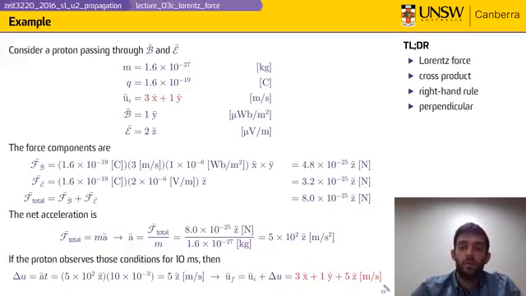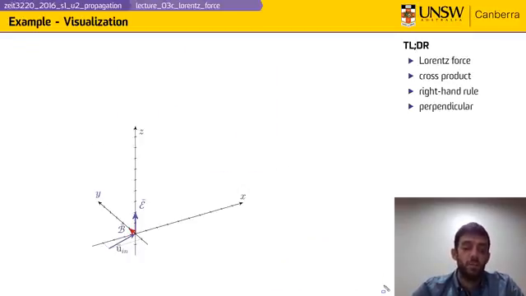Now let's look at a more visual representation of what's happening here. Here we have three axes, x, y, and z. We have vector u for the velocity of the incoming particle. We have E field along the z direction and B field along the y direction. Given the numbers that we previously calculated on the slide before, what will happen is the particle will accelerate in the z direction.